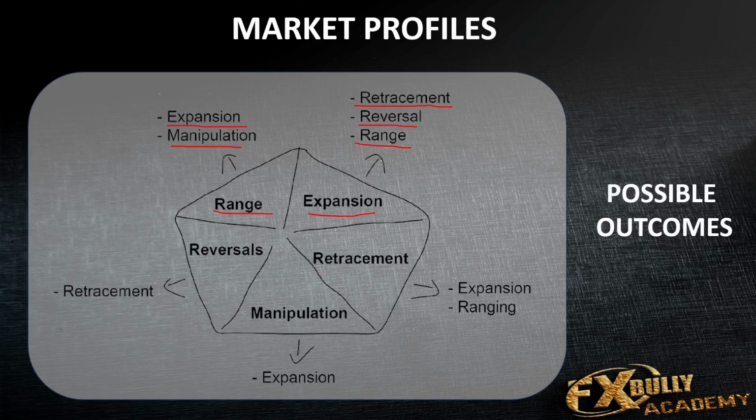And then when you're looking at the retracement profile, it has two possible outcomes. After the market has retraced, it can go into an expansion phase again, or it can go into a ranging phase. And then we have a manipulation profile, which only has one possible outcome, which is an expansion. After a manipulation, we only have an expansion profile. And then we have our reversal profile. The only outcome that we have after a reversal is a retracement profile. So after the market reverses, we anticipate that the market will retrace.